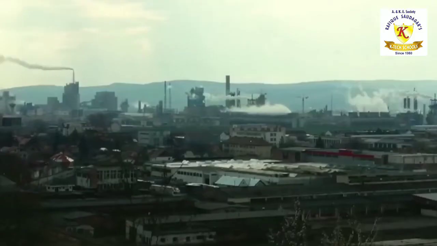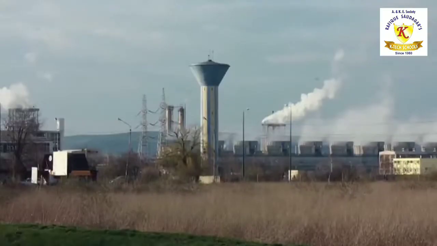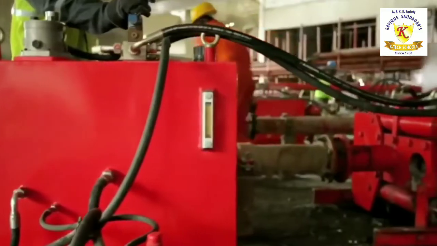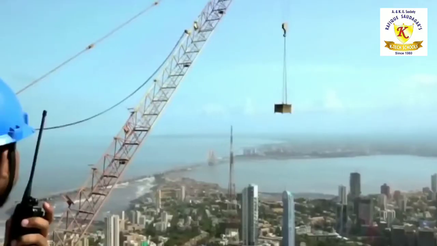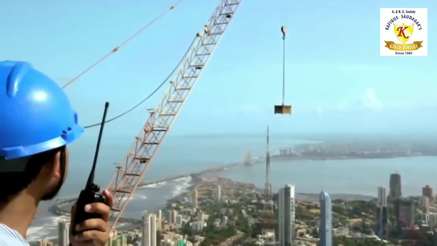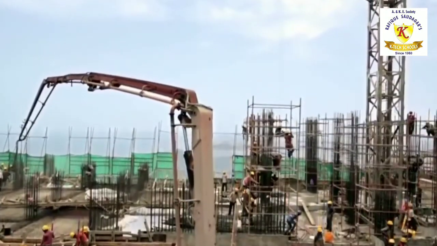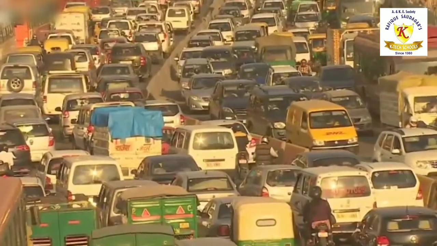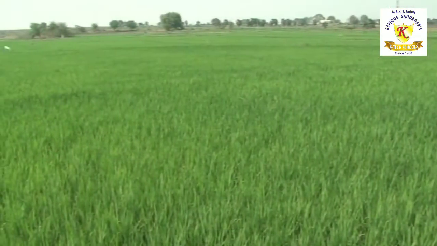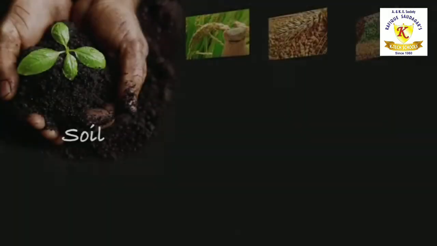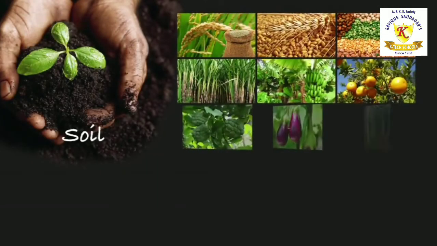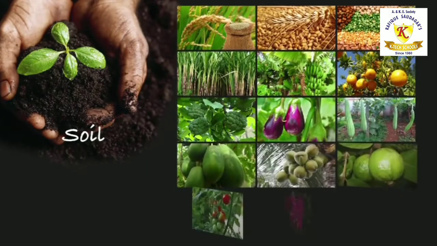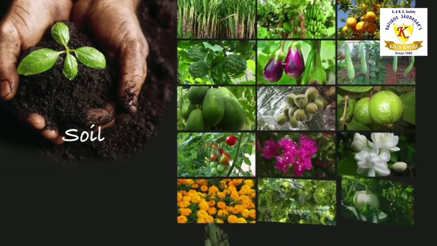Over the years, due to various human activities like massive industrialization, construction, transportation, and agriculture, the composition of the environment became imbalanced. We get every living thing from the soil, don't we, children?